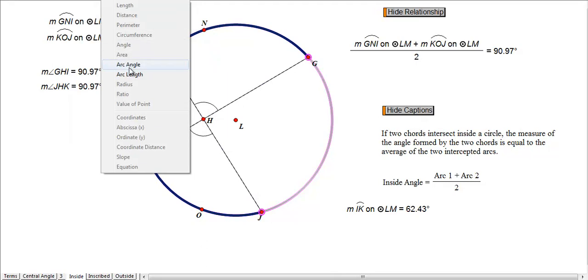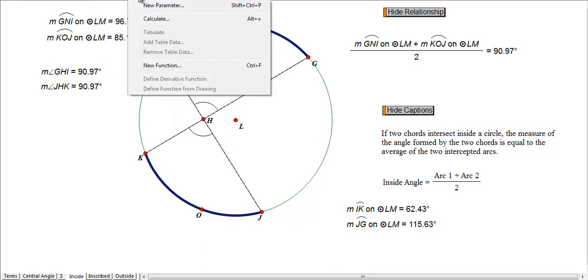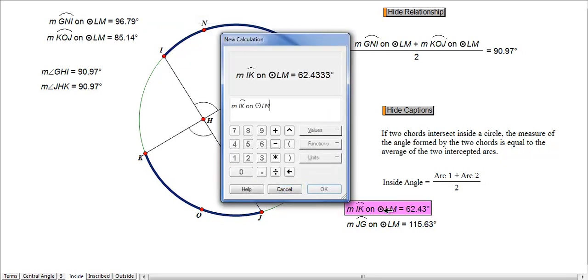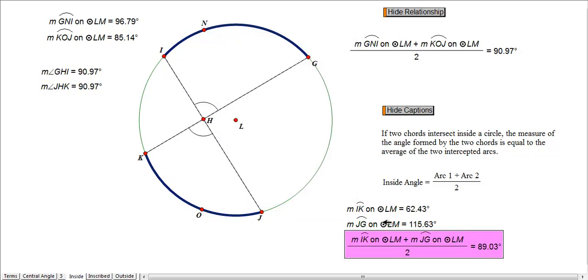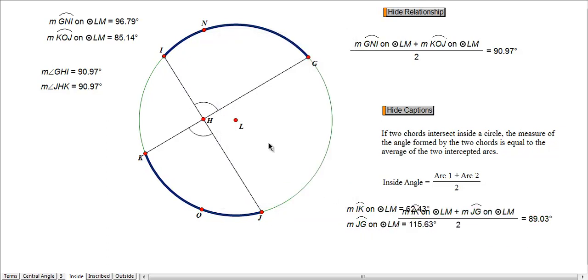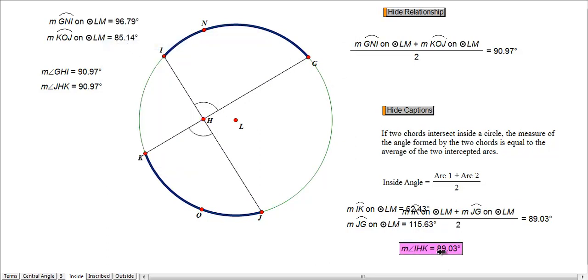measure that angle, and if I take these, I'm going to keep going here, if I calculate this plus this, and divide it by 2. I should have put that in parentheses. Sorry. So if I do this plus this, and I divide it by 2, we get 89.03. And lo and behold, if I measure this angle right here, you can guess it. It's 89.03. We can see that right here.